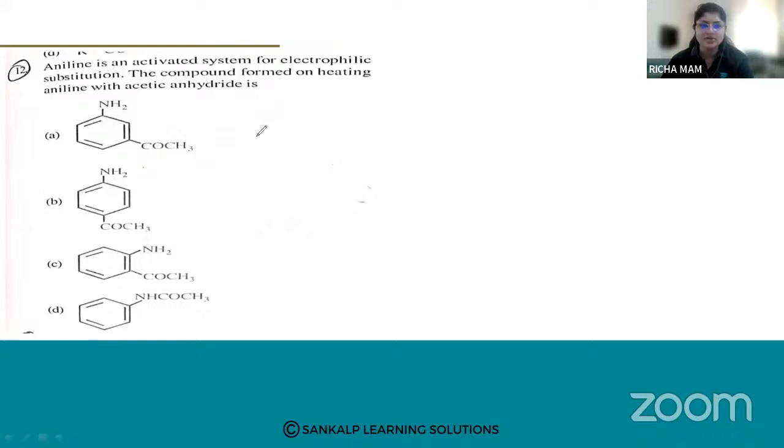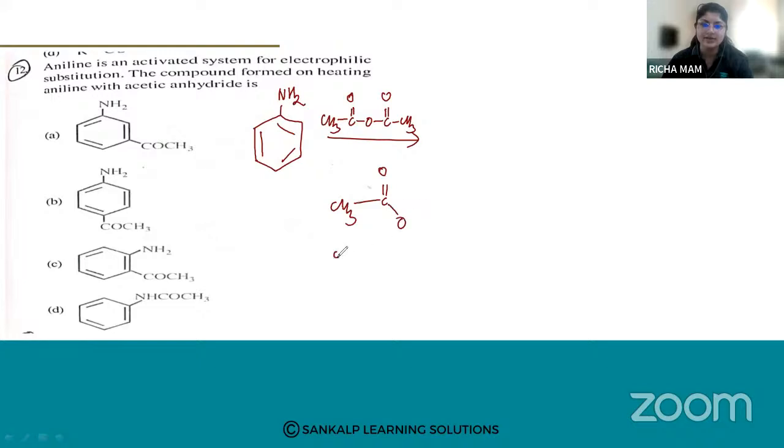So let me write the structure of aniline. So this is my aniline. Aniline, I'm going to treat it with acetic anhydride. Acetic anhydride is CH3COO, C double bond O, CH3. So how we write acetic anhydride is like this. Just I have written it like this. You write regularly, right? So this is acetic anhydride. I'm going to treat it with aniline.